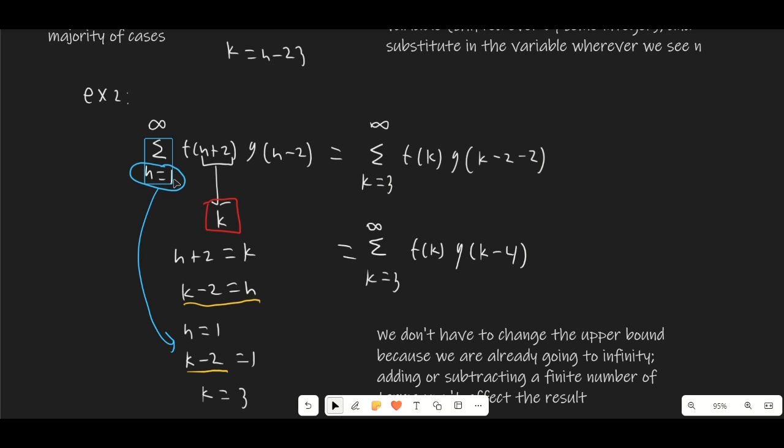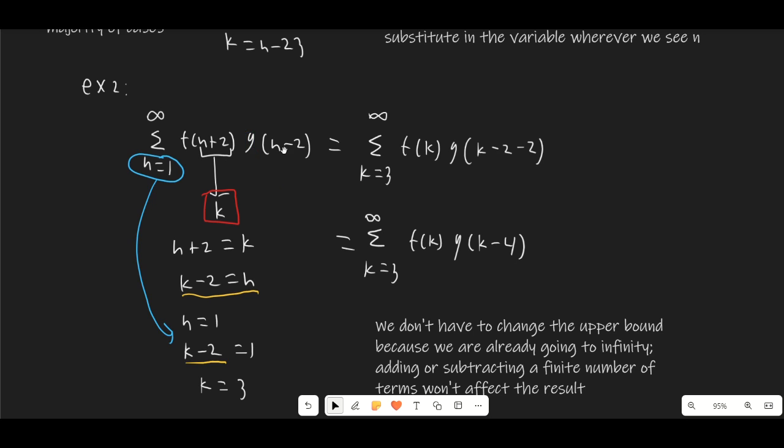So when n equals 1, which is the lower bound of our summation, we just plug in k minus 2 equals n. So k minus 2 is equal to 1, and k is going to be equal to 3. So that's the lower bound as well. And again, we don't have to change the upper bound because that's just infinity. Subtracting or adding 2 isn't going to affect it. And notice we also had this function g of n minus 2. In order to substitute that in, all we have to do is again just replace n with k minus 2. So we just end up with the sum from k equals 3 to infinity of f of k times g of k minus 2 minus 2, which is just k minus 4. And that's our new summation right here, which should hopefully be a little bit simpler to evaluate.